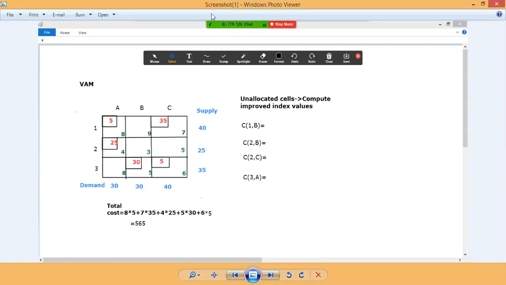Here we know how many unallocated cells there are in this table. There are totally 4 unallocated cells. The first cell is 1B, the second cell is 2B, the third cell is 2C, and the fourth cell is 3A. We have to compute the improvement index costs of all these unallocated cells. So let us start from the first unoccupied cell, that is 1B.